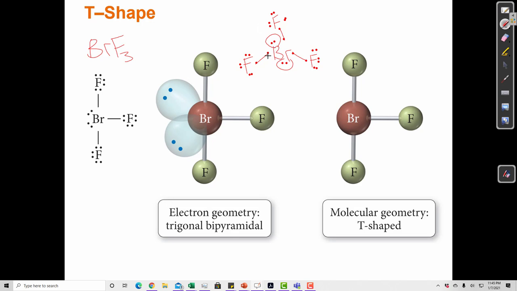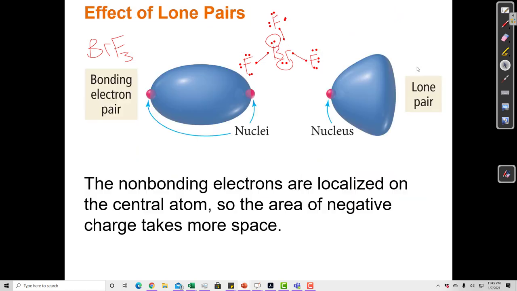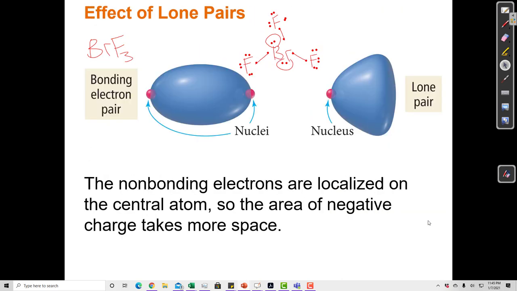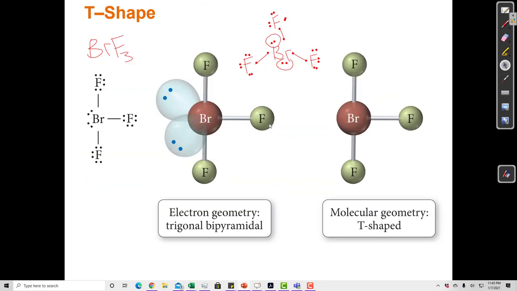So again, we have 1, 2, 3, 4, 5 electron groups. So if I have 5 electron groups, then those electrons are going to take this shape. If there are 5 electron groups around a central atom, they're going to take this shape, trigonal bipyramidal. But now, although I have 5 electron groups around that atom, I only have 3 atoms. There's only 3 bonds to new atoms. The 2 of those 5 electron groups are lone pairs.